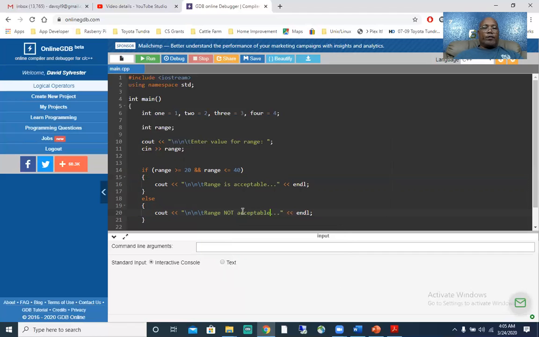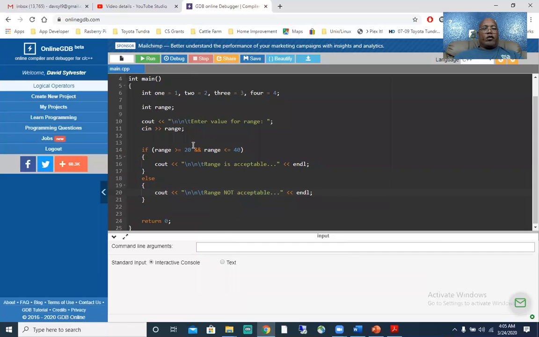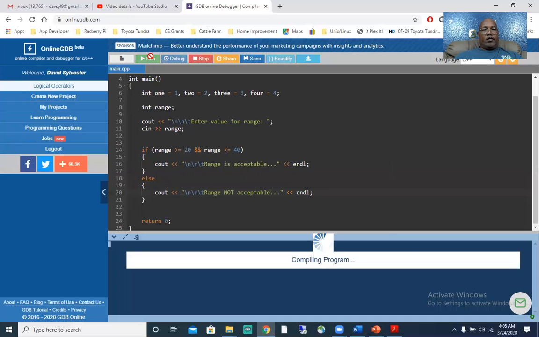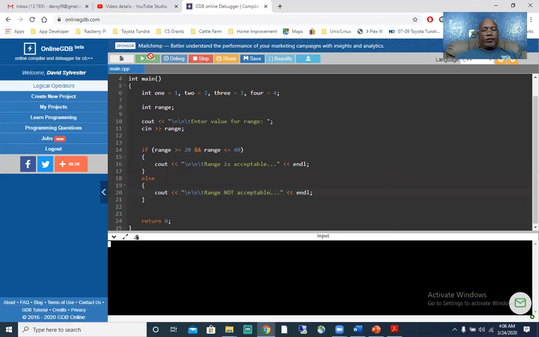All right. So if we run this program, anything above 20, above and less than or equal to 40, it will be acceptable. Anything outside the range, 10, not acceptable. 50, not acceptable. 41, not acceptable. All right. So let's run this program. We run it. All right. And so it should ask us for the range if I wrote it correctly.